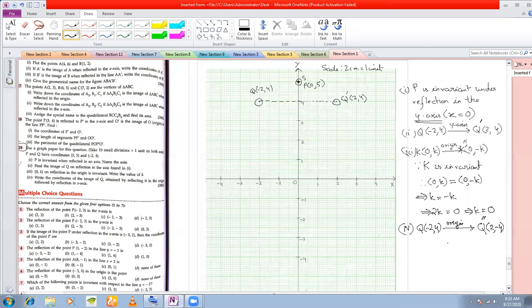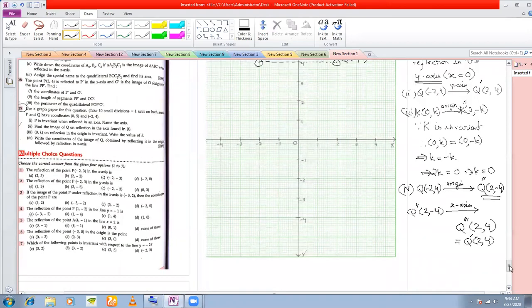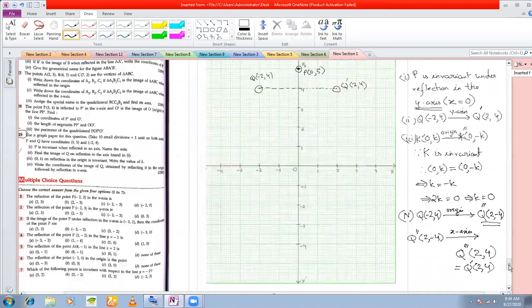Now what we'll do, we'll take this point Q double dashed and we will reflect it in the x-axis. What happens when you reflect a point in the x-axis? Let us say this changes to Q triple dashed. The y coordinate only changes its sign. So it is 2, 4. What do you see? It is the same as Q dashed, isn't it? 2, 4. Right? So Q triple dashed is the same as Q dashed, 2, 4.